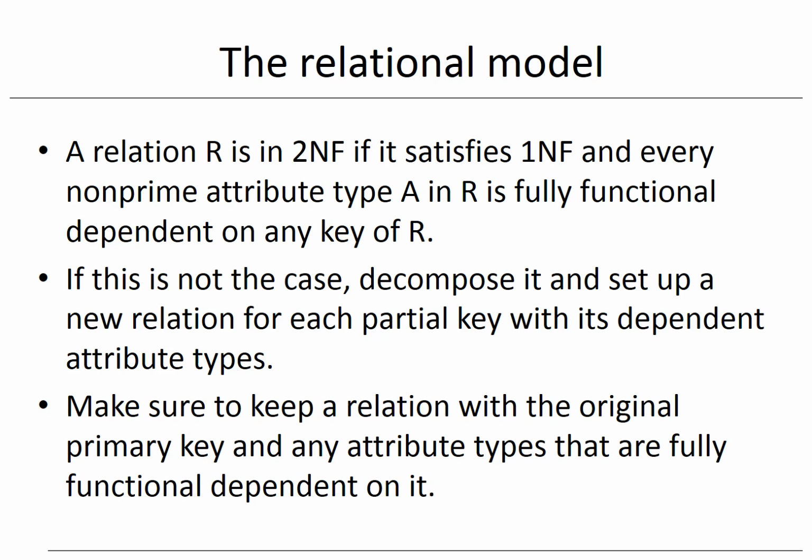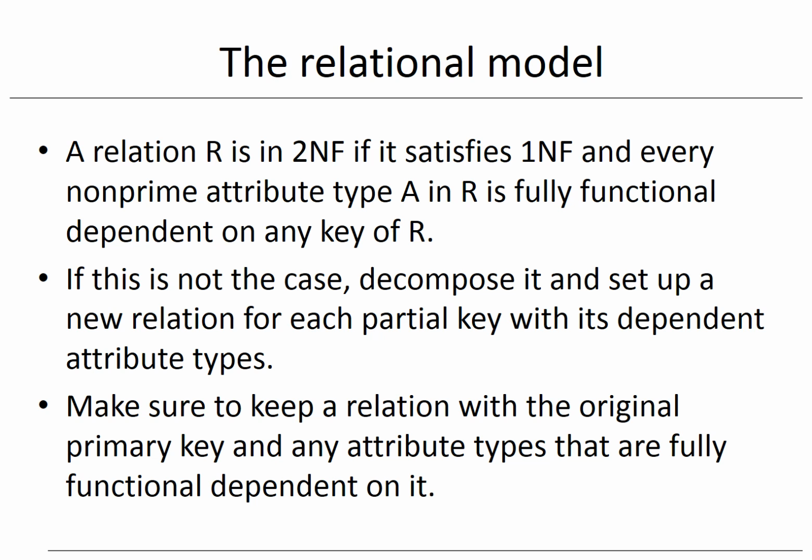A relation R is in second normal form if it satisfies first normal form, and every non-prime attribute type A in R is fully functional dependent on any key of R. Remember, a prime attribute type is an attribute type that is part of a candidate key. In case a relation is not in second normal form, we must decompose it and set up a new relation for each partial key together with its dependent attribute types. Also, it is important to keep a relation with the original primary key and any attribute types that are fully functional dependent on it.